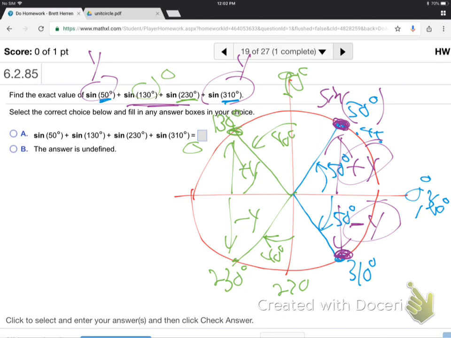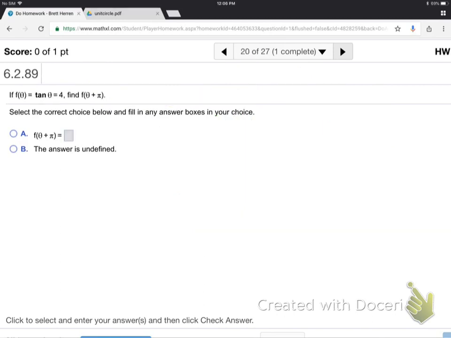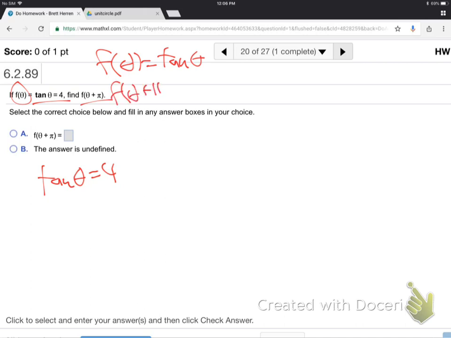You're in tune with your... Okay. So they are giving me tangent of theta is 4, and then they're saying f of theta plus pi. Now, I don't know why, but whatever. They're saying f of theta is the tangent function. So when they say f of theta plus pi, they're saying tangent of theta plus pi. Sorry, I'm getting scribbly. You're with me.